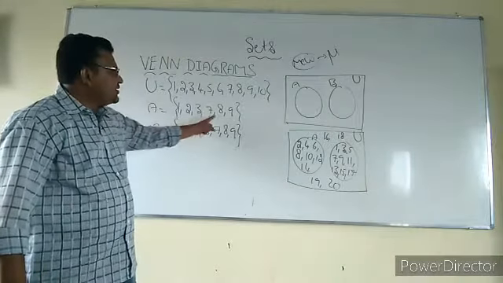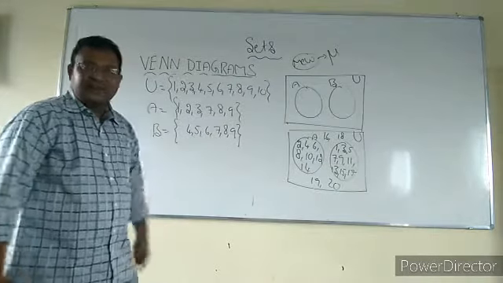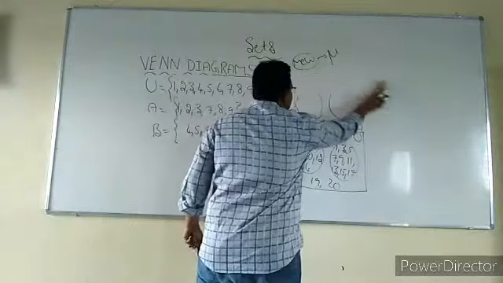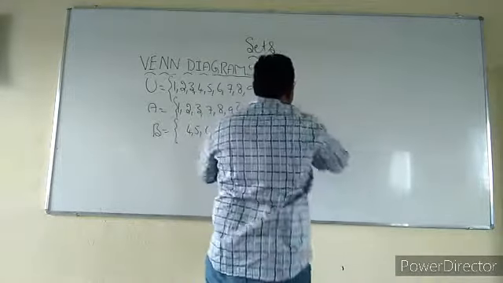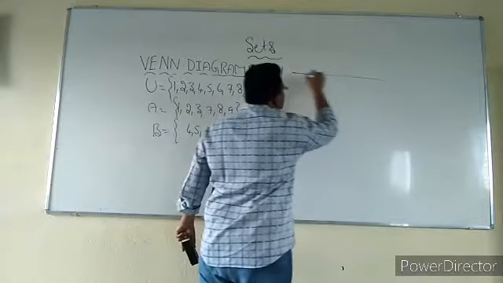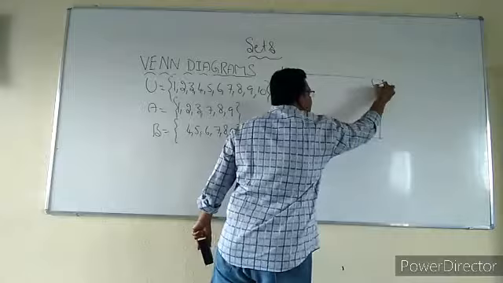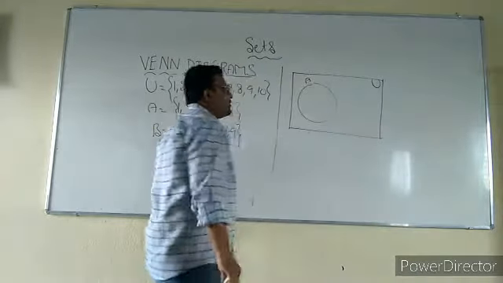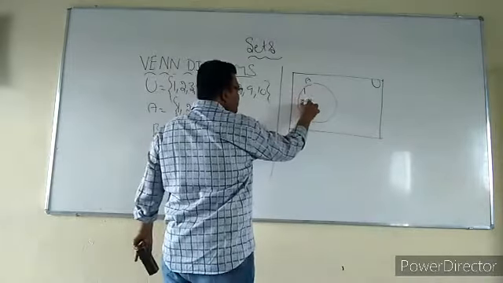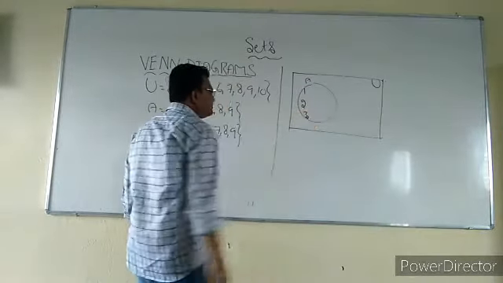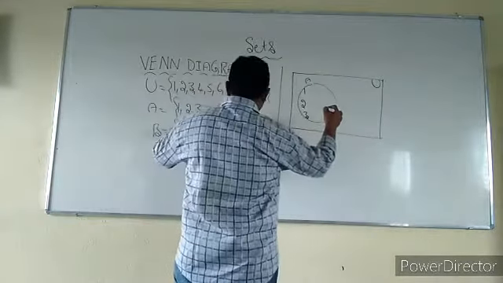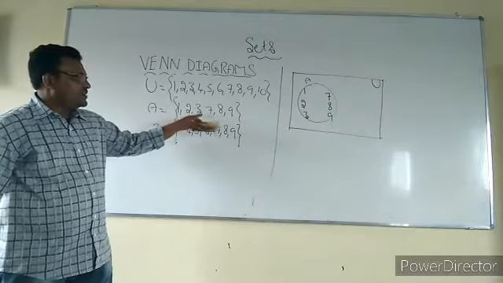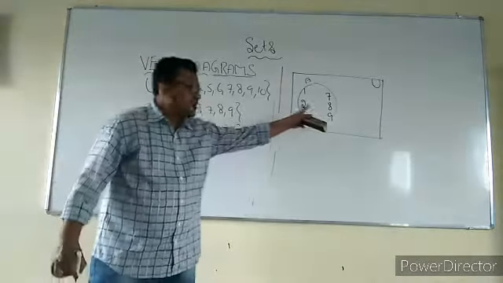So A is equal to 1, 2, 3, 7, 8, 9 and B is equal to 4, 5, 6, 7, 8, 9. I have taken these, and how to represent the given information by using a Venn diagram I have shown already. So let us represent it now. First, the rectangle shows the universal set U or mu. Now set A. What are the elements in this one? 1, 2, 3, 7, 8, 9 are the elements in set A that I have shown in the circle.